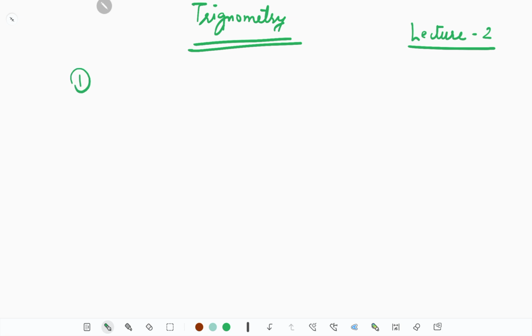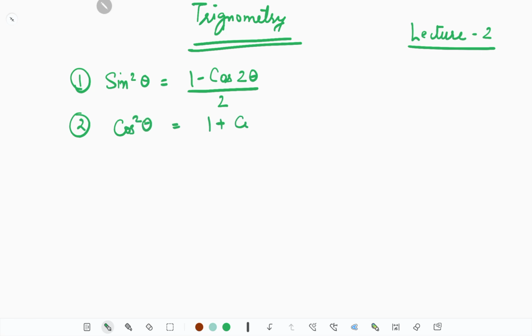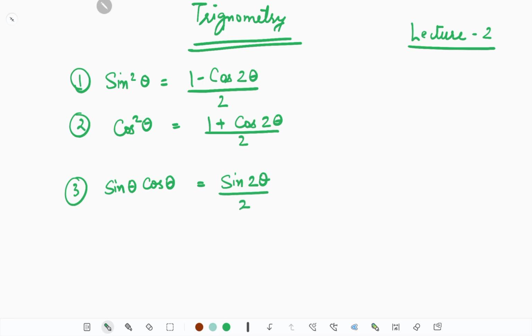ट्रिग्नोमेट्री के अंदर सबसे पहले हमें कुछ चीज़ों के बारे में पता होना चाहिए, ठीक है। सबसे पहले साइन स्क्वायर थीटा इज इक्वल्स टू 1 माइनस कॉस 2 थीटा बाय 2 and second number cos square theta is equals to 1 plus cos 2 theta by 2. If there is sin theta into cos theta, then it is equals to sin 2 theta by 2.